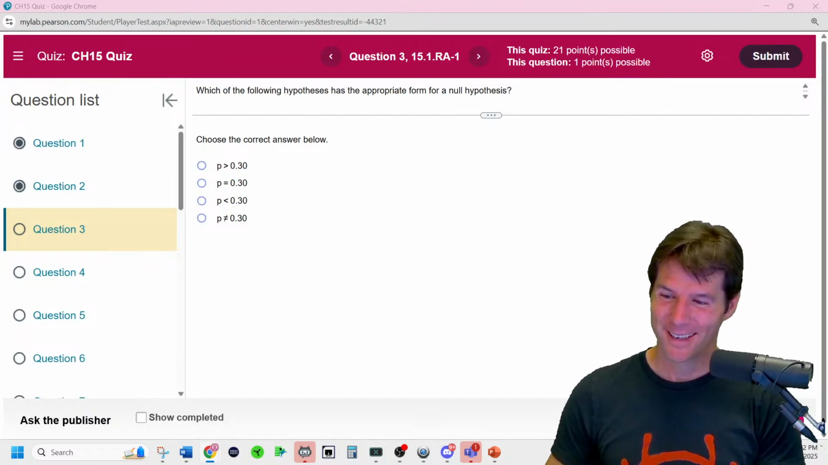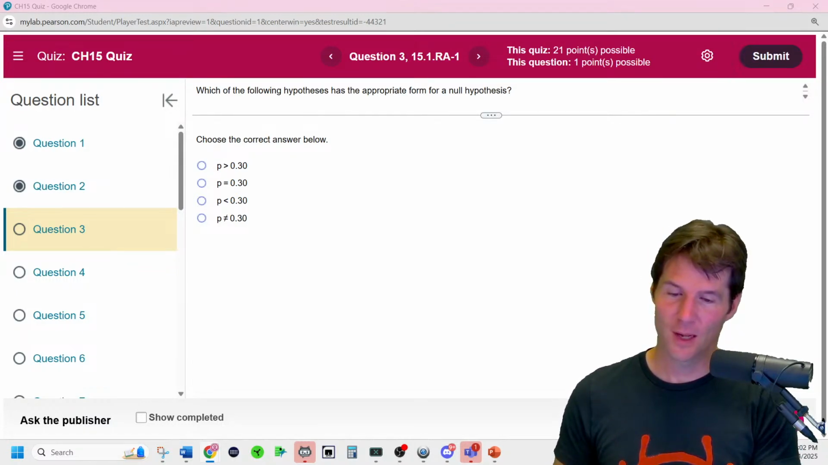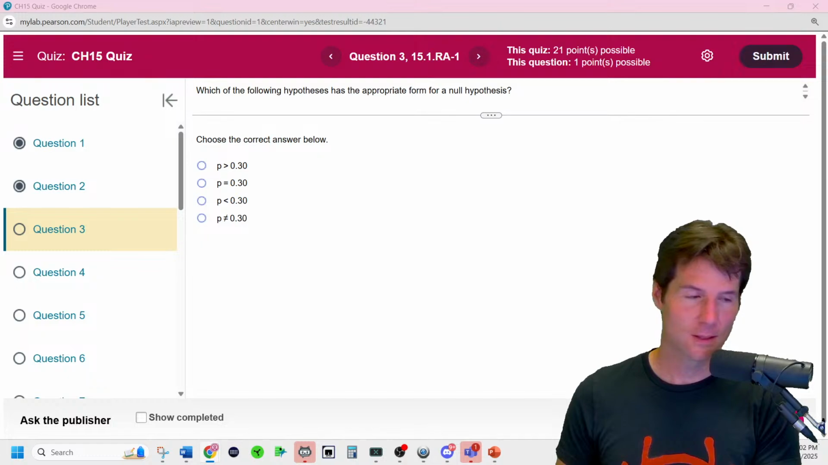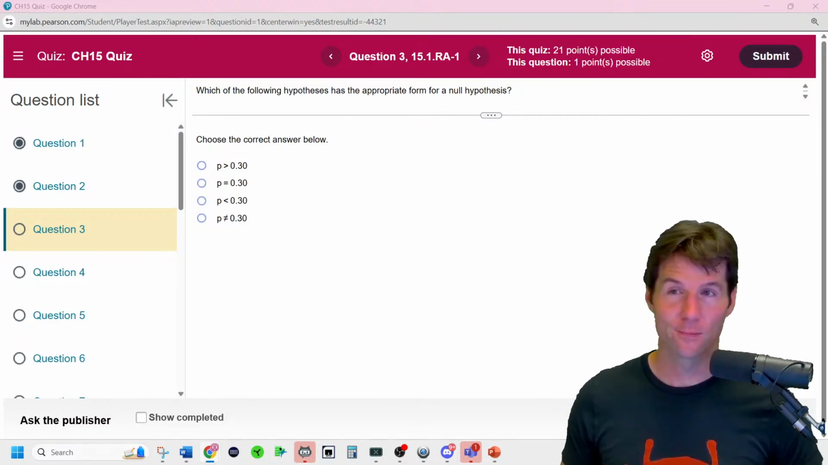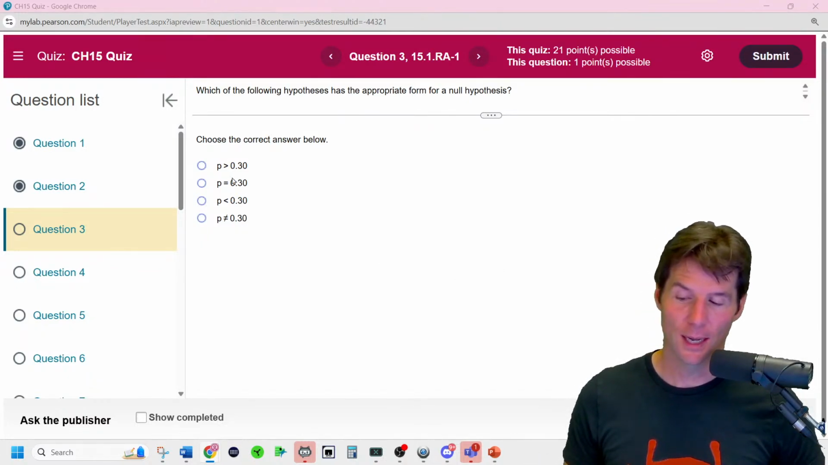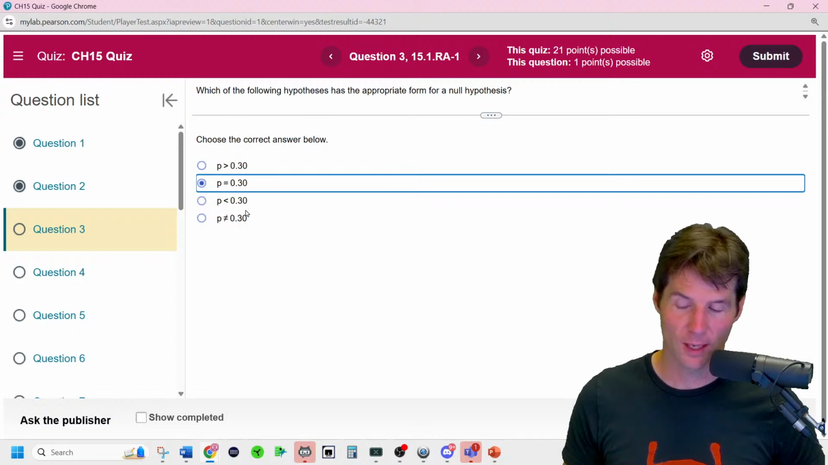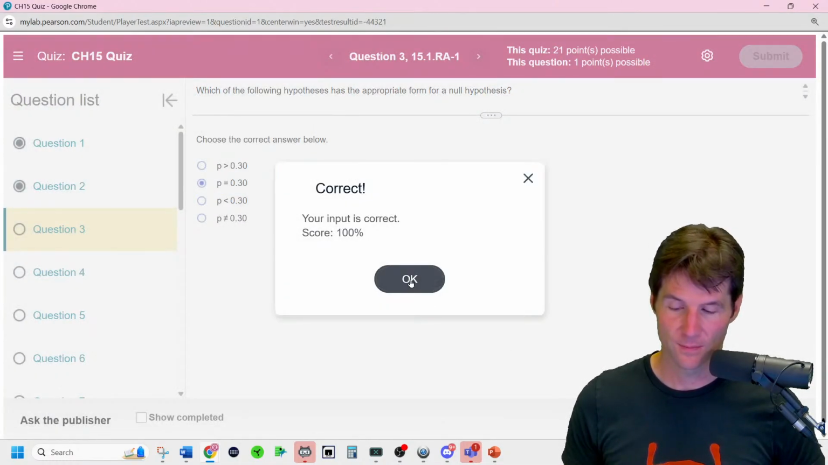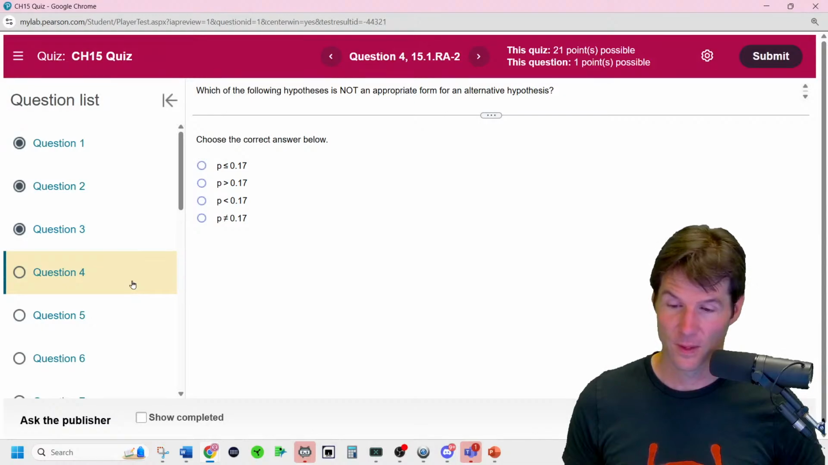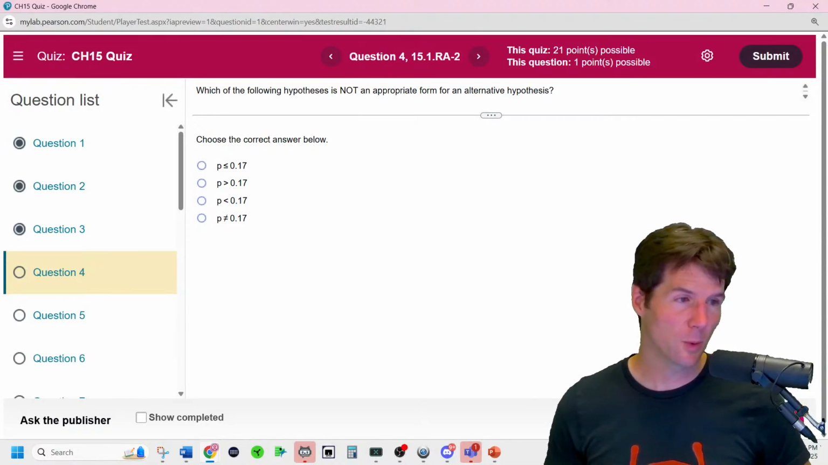It's all right. Which of the following hypotheses has an appropriate... Well, we know our tricks. The null has the equal sign. They should be writing H0 before that. The null is that the true proportion of whatever we're measuring is equal to 30%. Nice and easy. Which of these is not appropriate for the alternative?